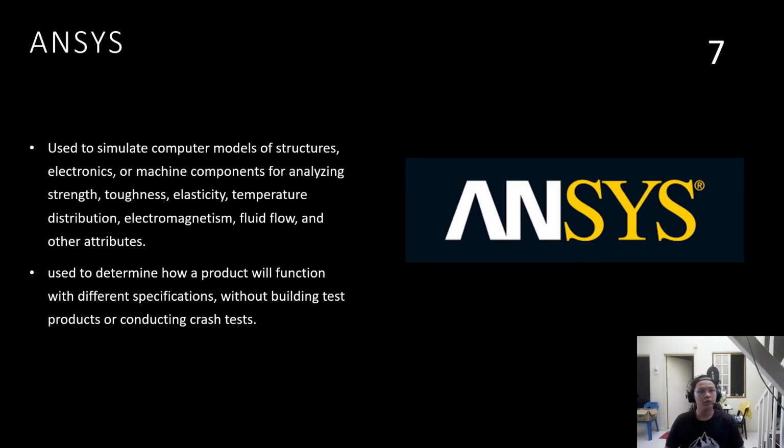The second software used in our project is ANSYS, used to simulate computer models of structures, electronics, and or machine components for analyzing strength, toughness, elasticity, temperature distributions, electromagnetism, fluid flow, and other attributes. It is used to determine how a product will function with these different specifications without building test products or conducting a crash test.